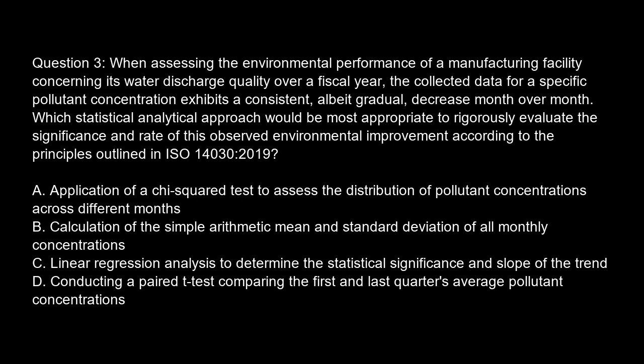Option A. Application of a chi-squared test to assess the distribution of pollutant concentrations across different months. Option B. Calculation of the simple arithmetic mean and standard deviation of all monthly concentrations. Option C. Linear regression analysis to determine the statistical significance and slope of the trend. Option D. Conducting a paired t-test comparing the first and last quarter's average pollutant concentrations.